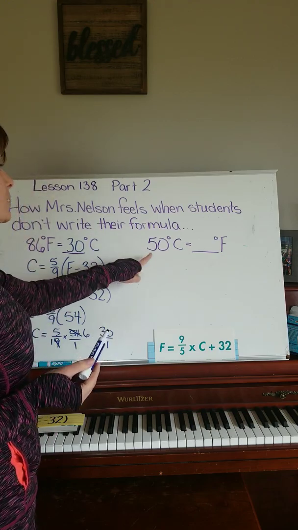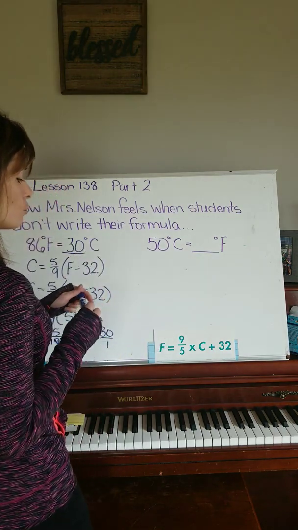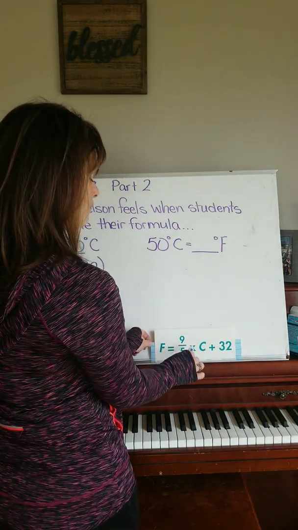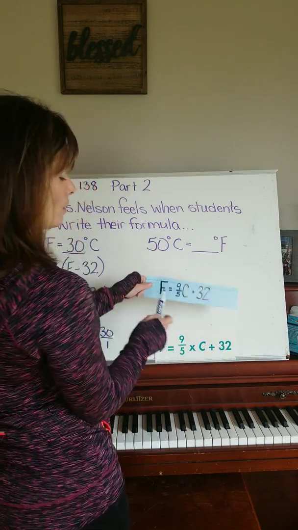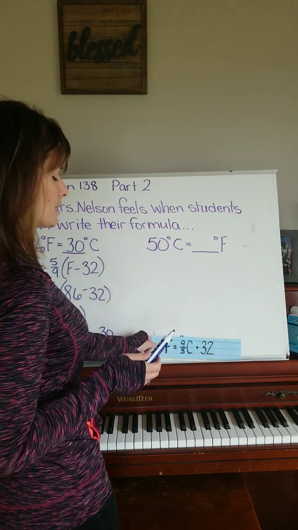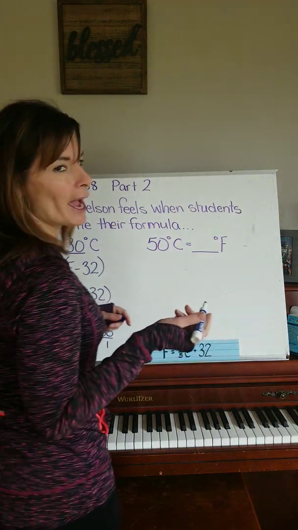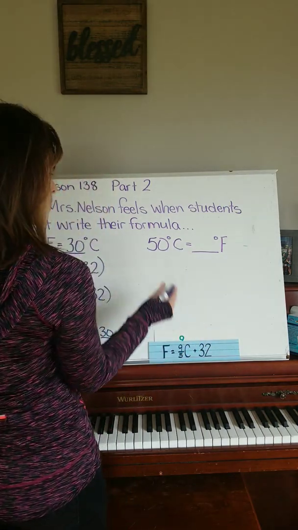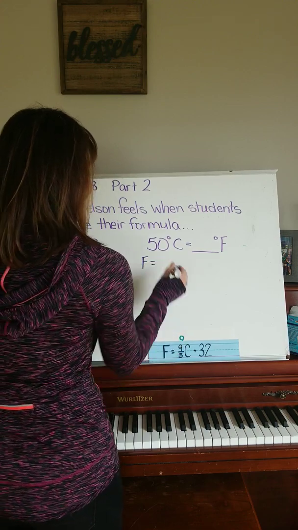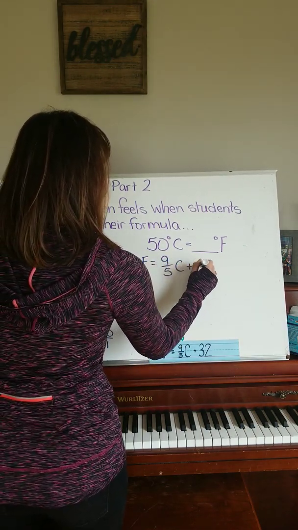Okay, so the next one, this is when they already give you the Celsius and they want you to change it to Fahrenheit. You use the other formula. So we're using F equals 9/5 C plus 32. No parentheses in this one, and instead of 5/9 it's 9/5. And we're plussing and not minusing, or adding and not subtracting. Okay, so step 1, write my formula every time I'm doing a conversion. F equals 9/5 C plus 32.